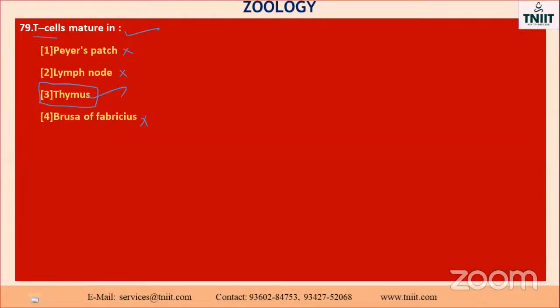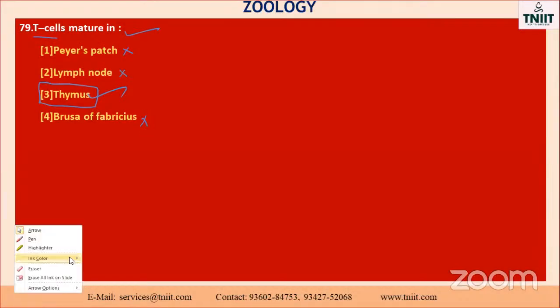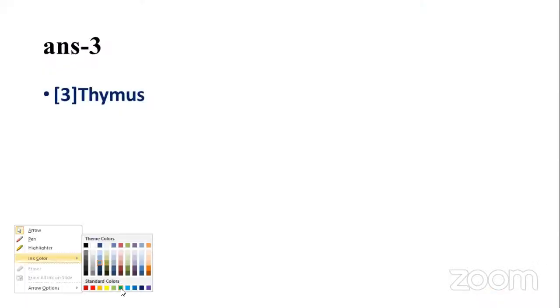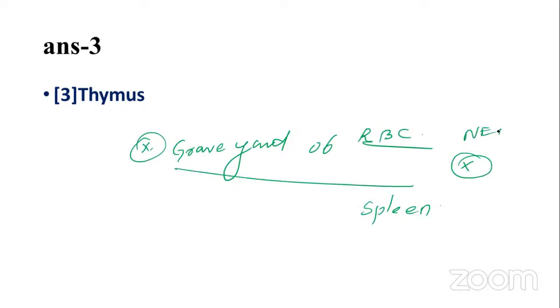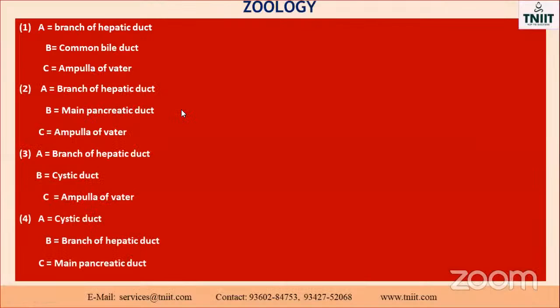You know very well, which one is called the graveyard of RBC? Okay, just listen here. Graveyard of RBC. Just imagine, this is also very, very important medicine. Spleen. Okay, slaughterhouse of the RBC. The graveyard of RBC is also one of the NEET questions, my dear students. The maturation takes place where? In the thymus gland. Okay, T cell.